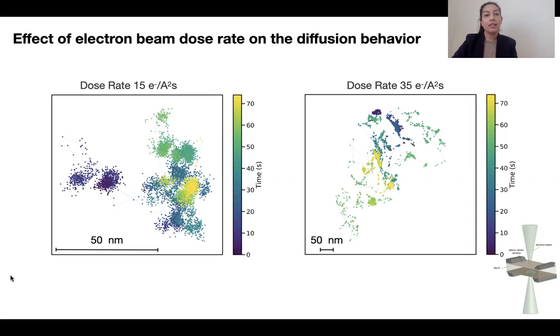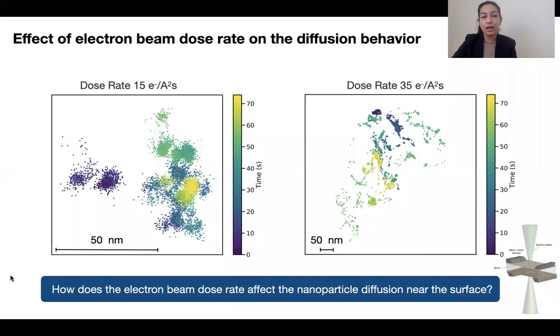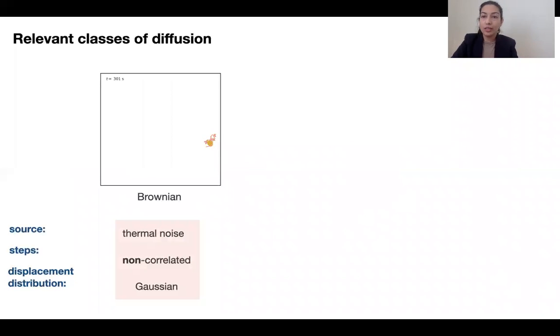And so now that we know that there is something going on, the question we are trying to answer is, how does the electron beam rate, dose rate, affect the nanoparticles' diffusion near the surface in liquid cell TEM? This is a foundational question that we need to answer before moving forward in using this technique and the motion of particles in liquid cell TEM for understanding rheological properties of more sophisticated soft matter systems, for example, for something like nanorheology. So let's take a look at three classes of diffusion that are relevant to us.